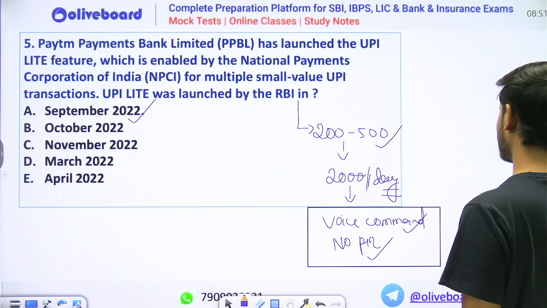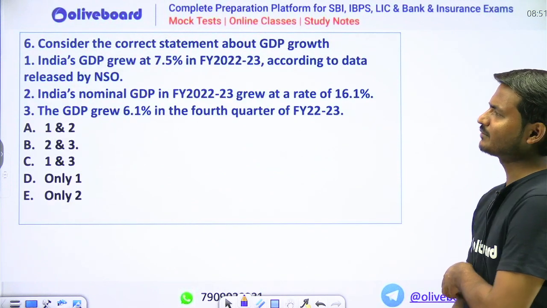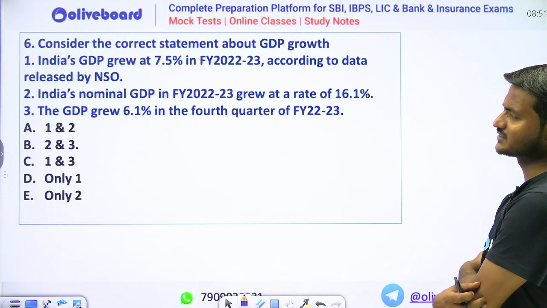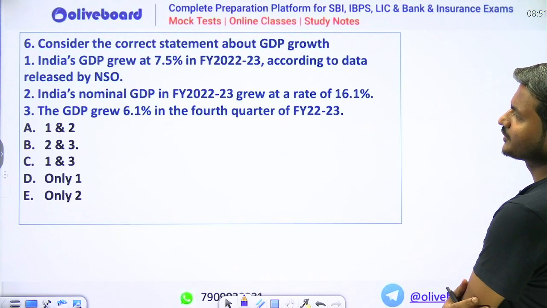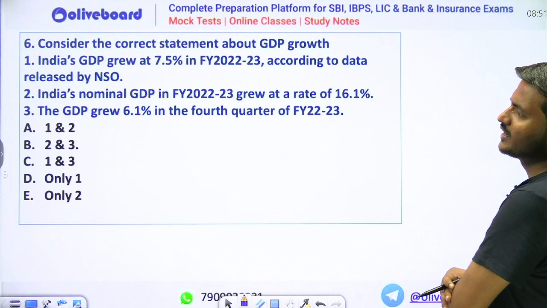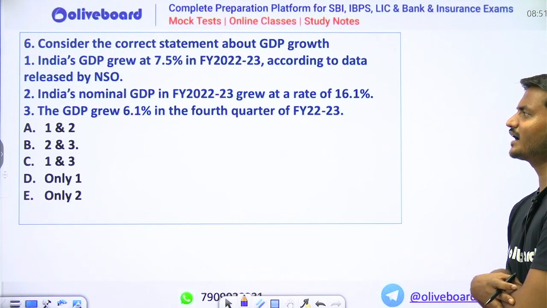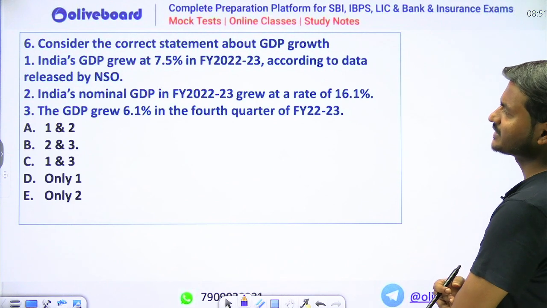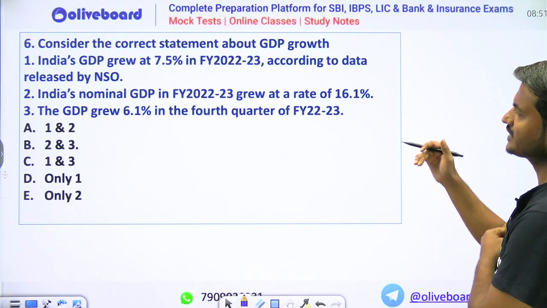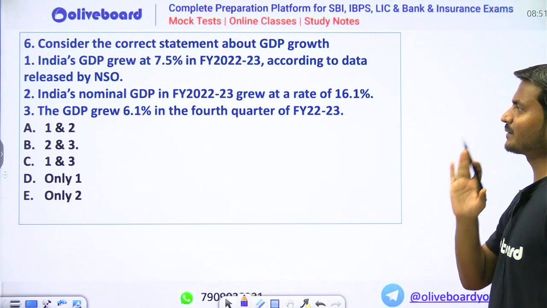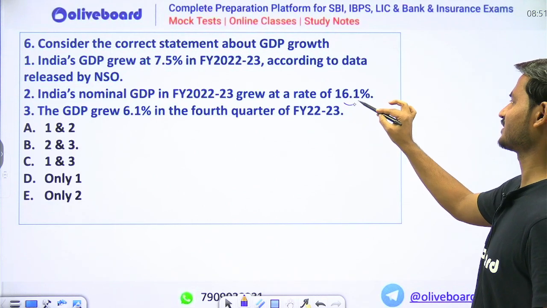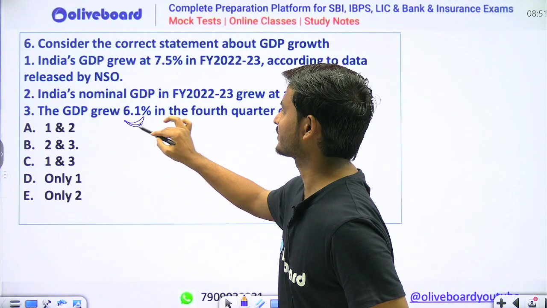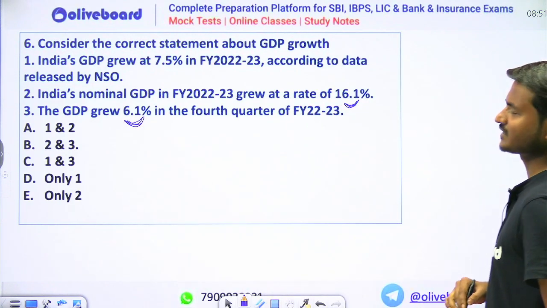Now let's consider the statement about GDP growth. India's GDP grew at 7.5% in fiscal year 2022 according to data released by NSO. India's nominal GDP grew at a rate of 16.1% and GDP grew 6.1% in the fourth quarter. So yes, I have remembered this data with the help of two numbers, that is 6.1, 6 and 1. So here it is 6 and 1 and here it is 6 and 1, so 2 and 3 are correct.